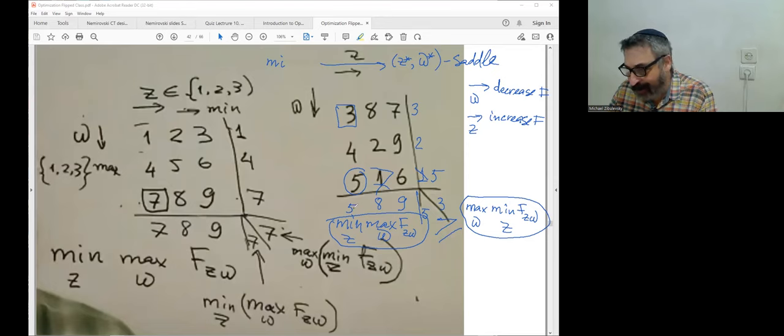So now let's see again. What is min max? We maximized in omega, getting this row, and then we look for the minimal value in Z. So it's 5, yes? Am I right? Yes. Okay.